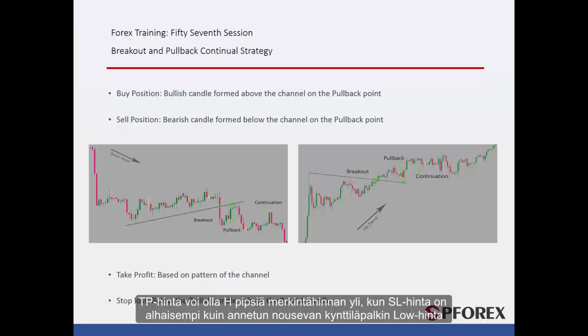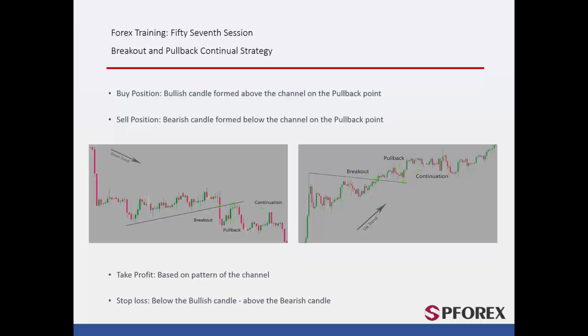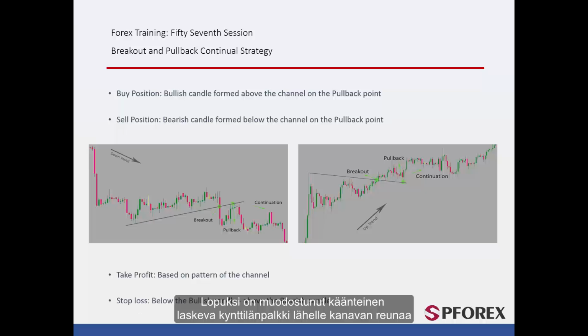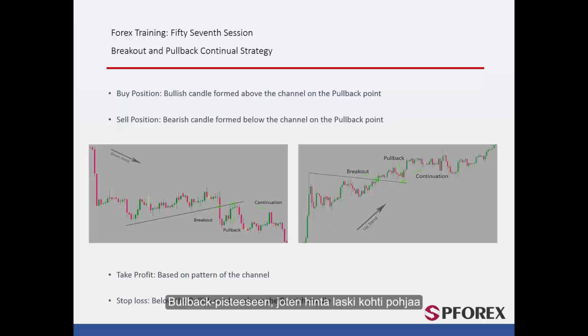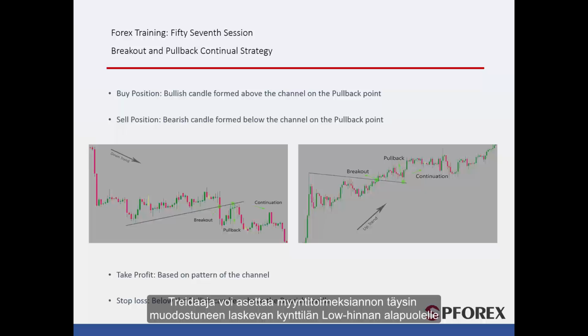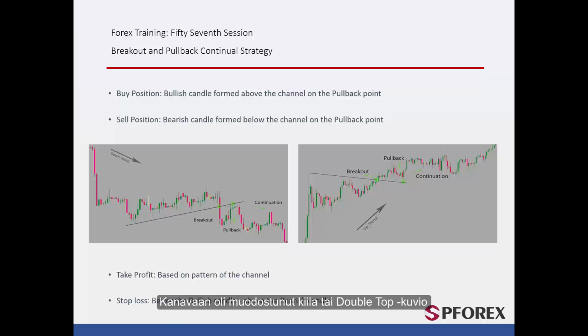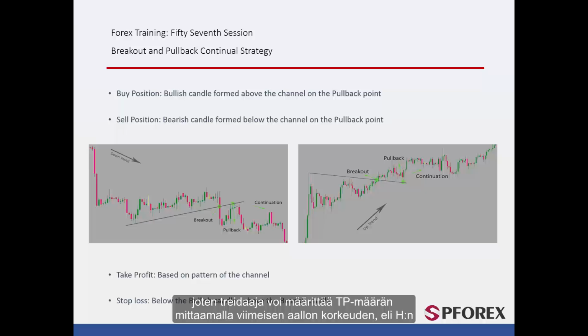TP price could be H pips over the entry price, while SL price is lower than the low price of the given bullish candlestick. On the right graph, after the price oscillated in a gradient channel, it has broken the channel followed by a pullback trend. Finally, a reversal bearish candlestick has formed near the edge of the channel on the pullback point, so price decreases towards the bottom. A trader could place a sell order under the low of the bearish candle that has formed completely. A wedge or double top pattern had formed in the channel, so a trader could determine TP amount by measuring the height of the last wave, H.